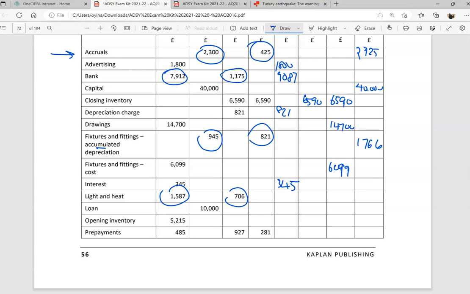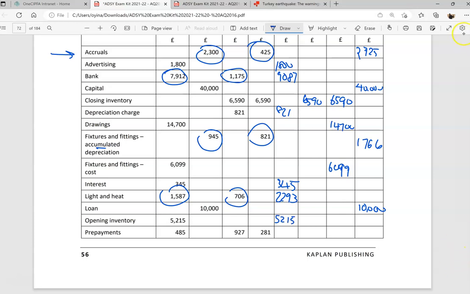That's an expense, isn't it? Yes, so that's an adjustment, 2293. A loan is a liability, so you have a liability of 10,000. You have opening inventory, 5215, and you have prepayments.